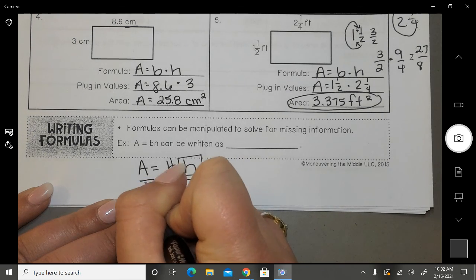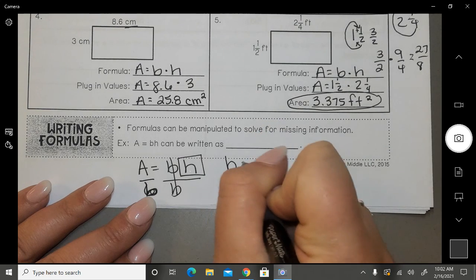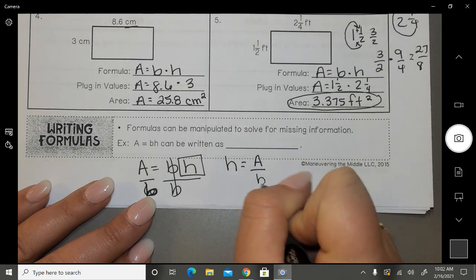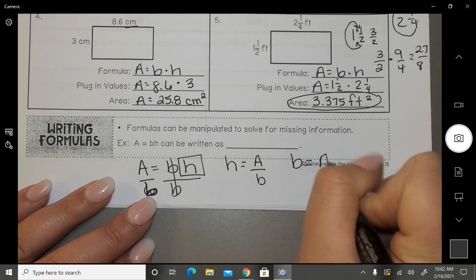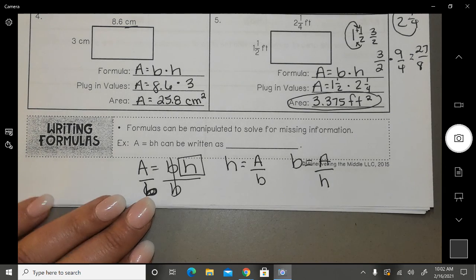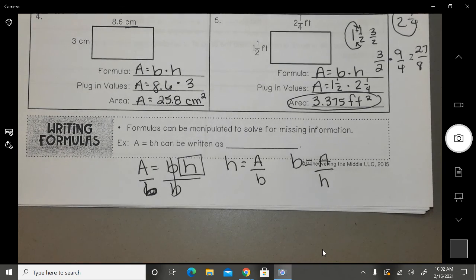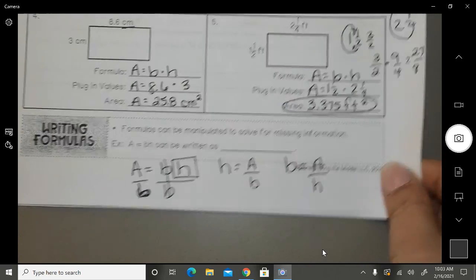Oops, by b. So if I'm looking for height, it's going to be area over base. If I'm looking for the base, it's going to be area over height. Make sure you have that written down because that's going to be very important for you to know. All right, so when we turn the page, we have a practice problem with that.